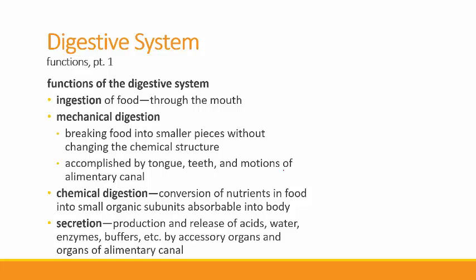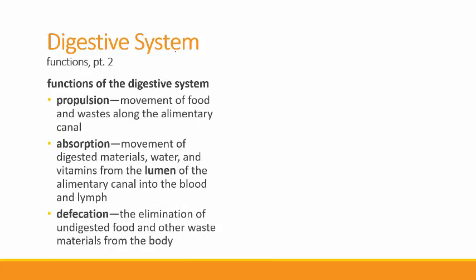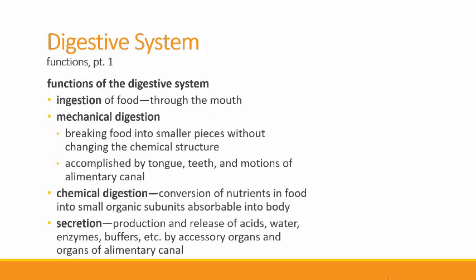Chemical digestion is the conversion of food from large polymers of chemicals into the monomers that make up these polymers. So we're actually chemically changing food. So I'll give you a quick example here. A protein is a string of amino acids, and there are 20 different amino acids in the body.